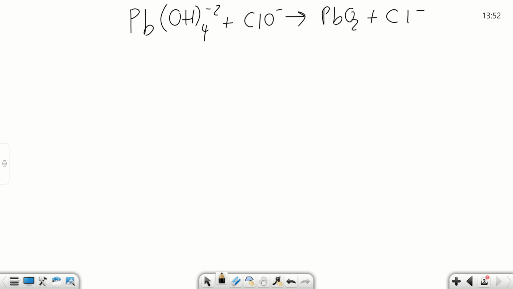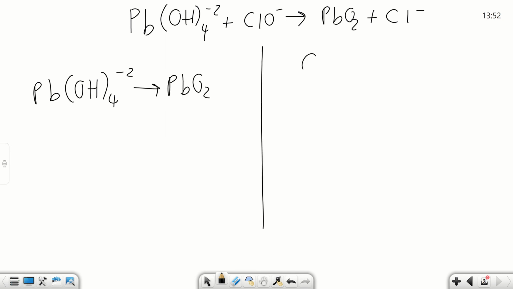Okay, so for this, let's do what I did first. Let's do my half reactions. I'm going to try to speed this up just a little bit. PbO2. On the other side, ClO minus produces Cl minus. If I look at it, I'm changing the Pb. So the Pb's are involved with both of these, based on what I can figure out looking at these things.